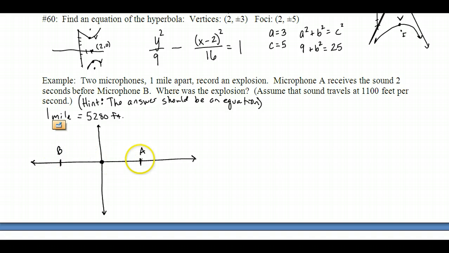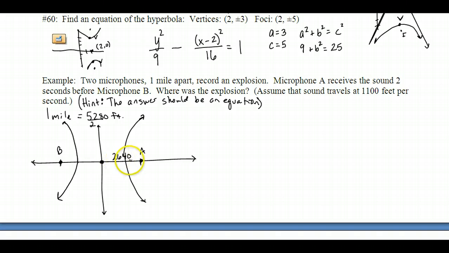Well, if these two microphones are 1 mile apart, here's my 1 mile, I better divide that by 2, and that will give me 2,640 feet. And remember, these are your microphones, so your microphones are going to be serving as your foci. And when they hear the explosion, the sound that they receive is going to be somewhere on these branches. I'm just going to put in branches. They don't have to be accurately drawn, but just to get a general idea of what we're dealing with.